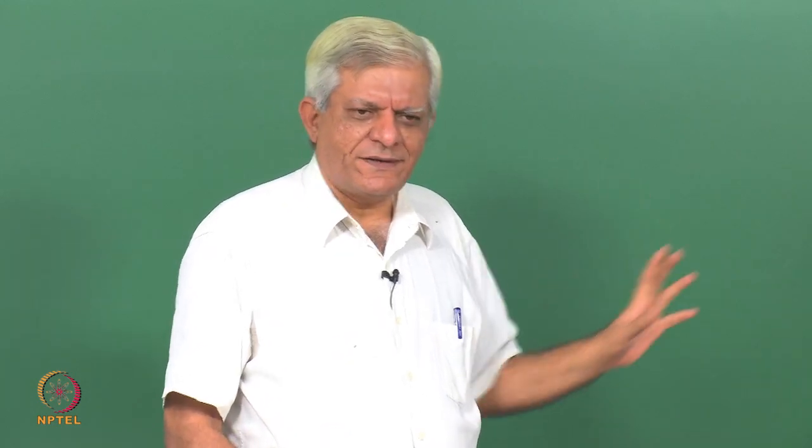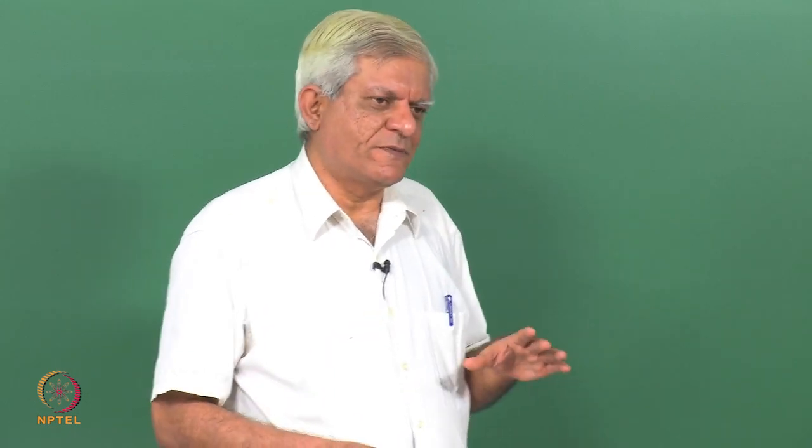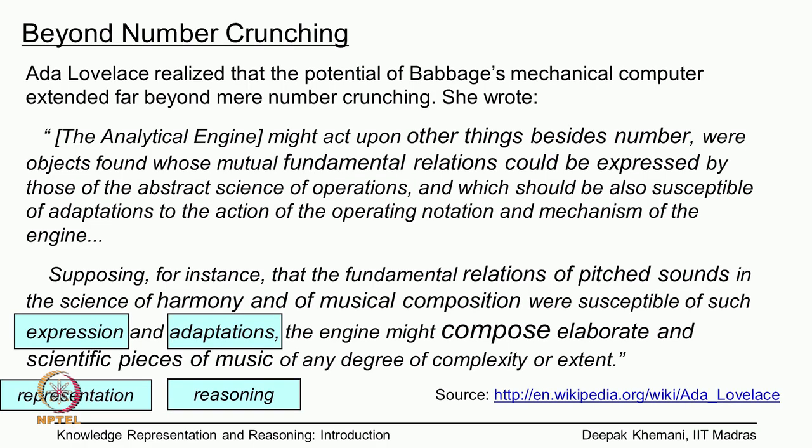So, basically you can represent things in some way, represent relations in some way, and then you can apply algorithms on top of that, and you will be able to do interesting stuff essentially. And as an example, she uses the composition of music. She says that suppose, for instance, the fundamental relations of pitched sounds, so basically notes in the music system, in the science of harmony and music composition were susceptible to such expression, and by expression we should read representation and by adaptations we should read reasoning. So, the engine might compose elaborate and scientific pieces of music.